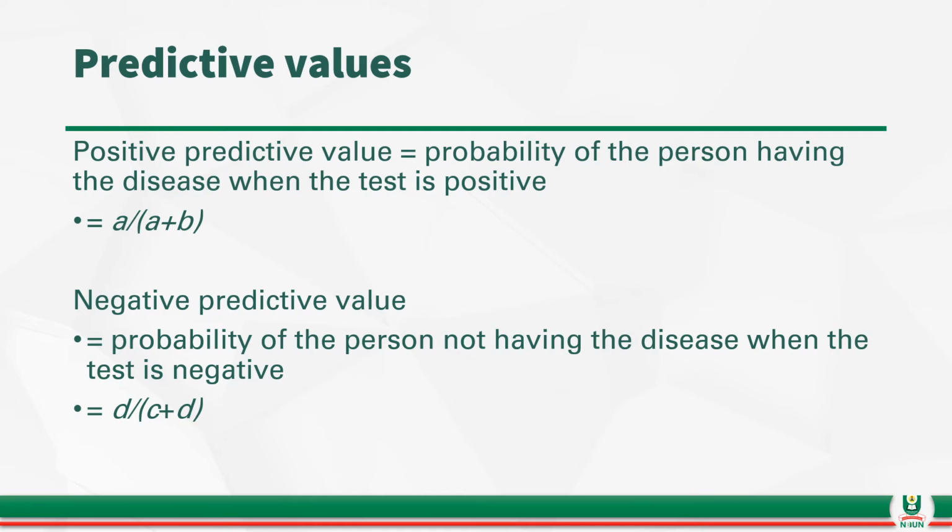Negative predictive value, on the other hand, is the probability of a person not having the disease when the test is negative, which is D over C plus D. In the next slide, we'll have another activity. Let's see how it goes.